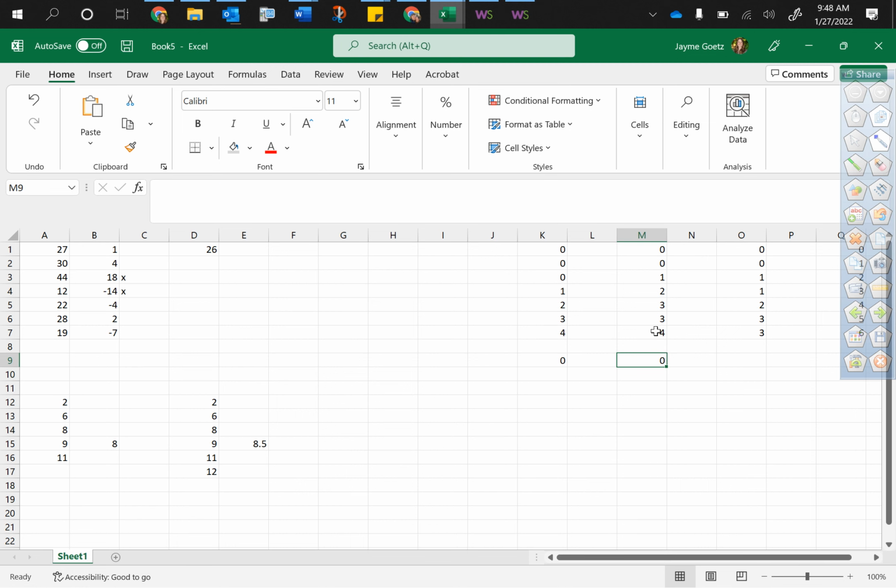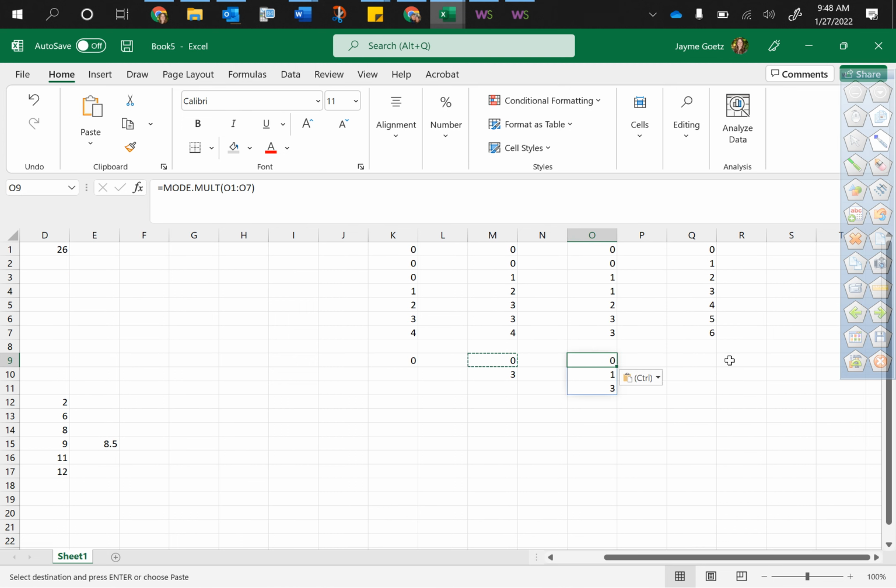So that's where this second mode comes in handy. It equals mode.mult, and it returns a vertical array of the most frequently occurred. So if there's more than one mode, it will spit it out. So if I use the mode.mult, notice what happens. It'll pop out 2 numbers. You okay with that? It'll pop out 2 numbers. So if I come over here to the multi-mode, it's going to pop out 3 numbers. Now, the mode.mult still works if there's only one mode.